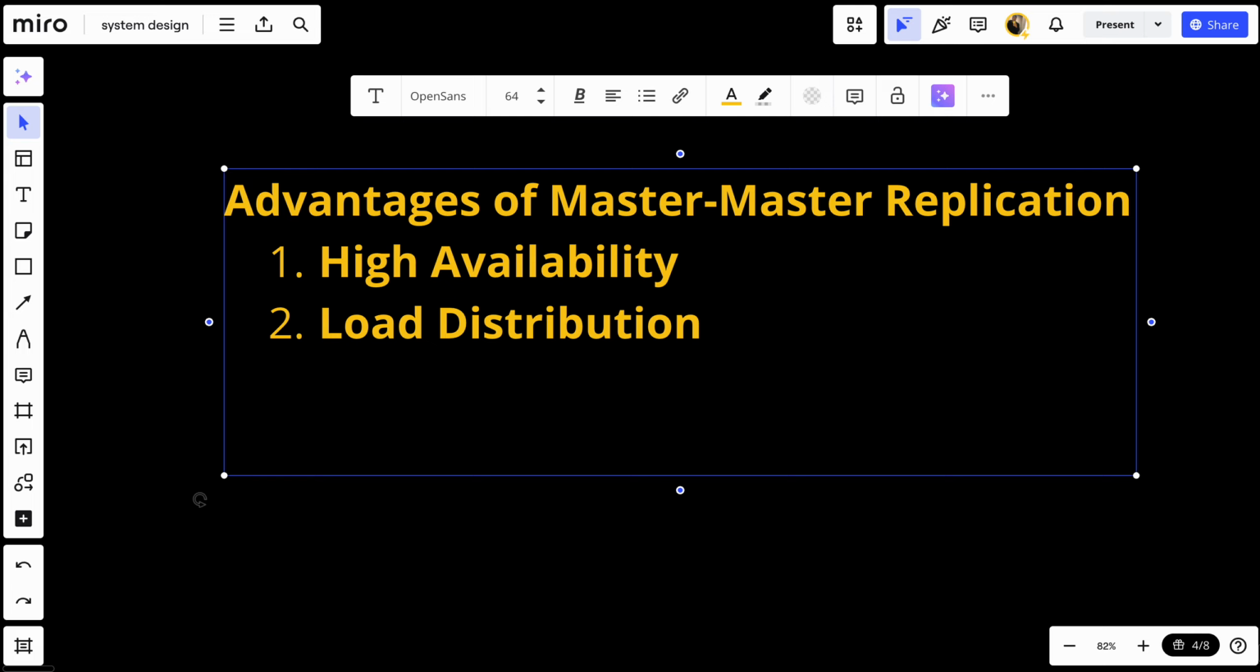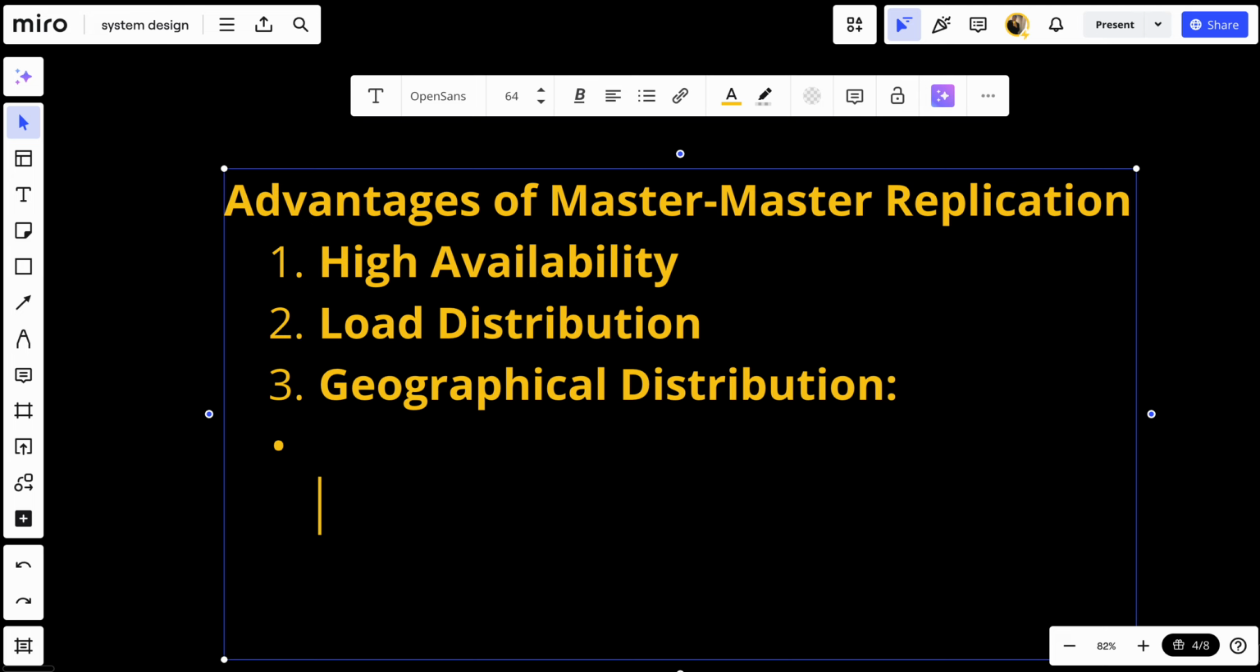The second thing is load distribution. Because read and write traffic can be distributed across multiple masters, reducing load on a single node and improving overall system performance. This is especially useful for geographically distributed systems where users can be directed to the nearest master for lower latency.